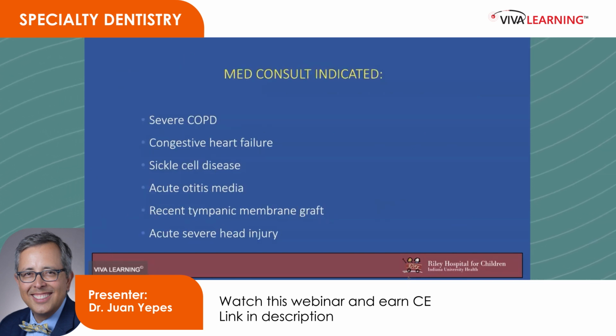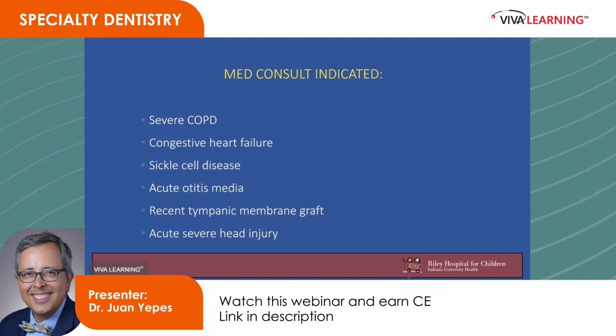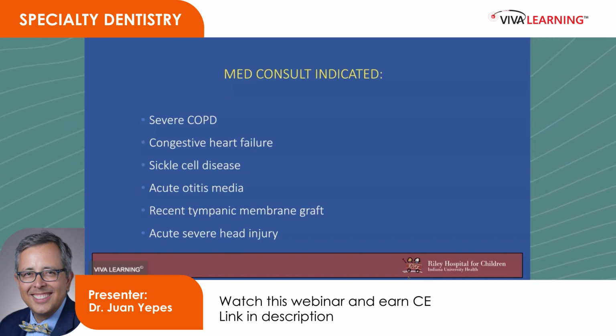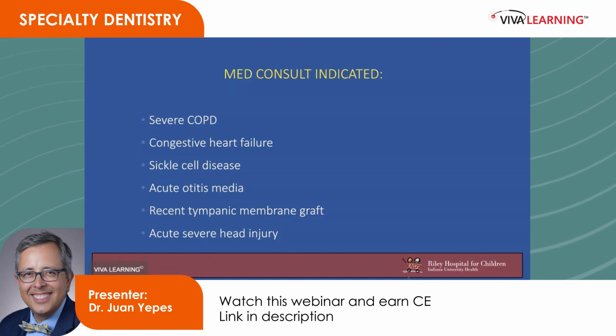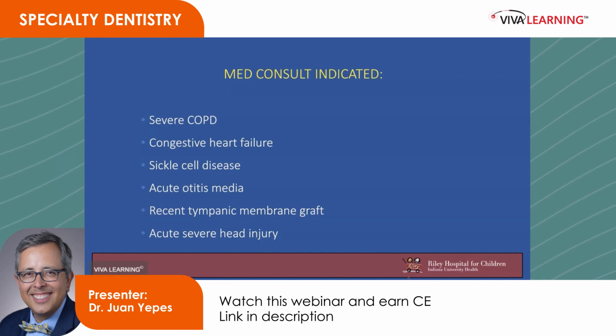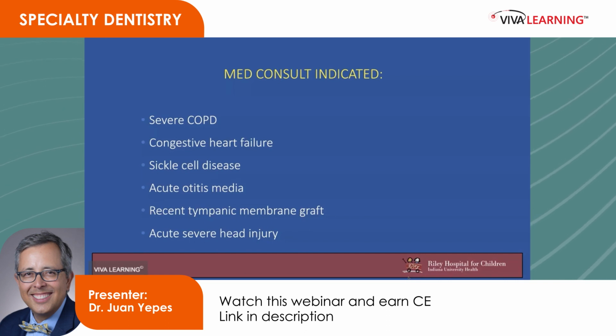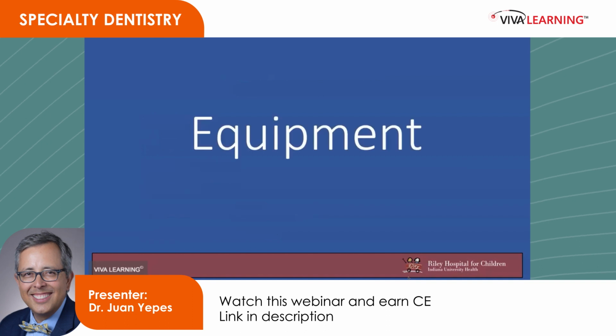In some patients, we need to have a medical consultation. Patients with severe COPD, congestive heart failure, sickle cell disease. It's not a good idea to use nitrous oxide in patients with acute otitis, patients with a recent tympanic membrane graft, or patients with an acute severe head injury. I think it's common sense. All these are common sense reasons to either not use nitrous oxide or have a consultation with a physician.